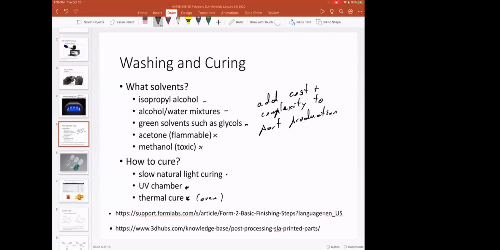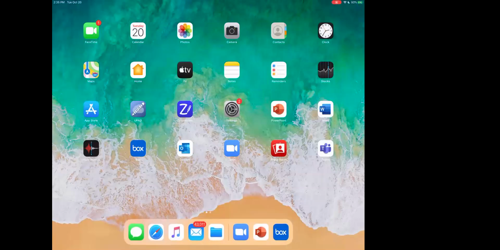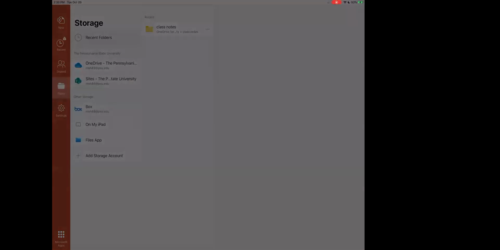So this washing and curing is often prescribed for whatever resin you buy. So if you're buying a resin from 3D Systems, they will tell you how to wash and cure the part. And so that's often part of how you get properties that are certified for that specific resin is you have to pay attention to the post-processing.